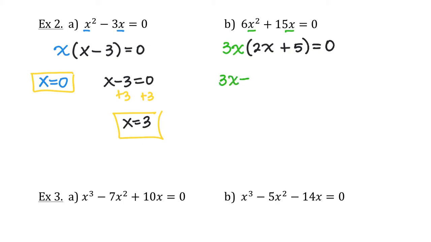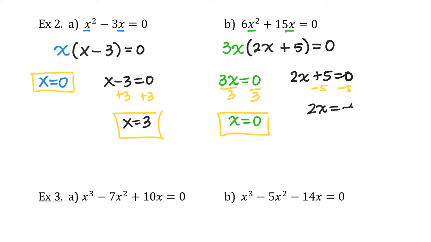So the first one is 3x equals 0. If I divide by 3, 0 divided by 3 is still 0. So my first answer is x equals 0. Now for my second answer, let me solve this. Okay, let's see, I got x equals -5/2, and I got x equals 0. I got 2 answers. This was degree 2, so that seems very reasonable to me.